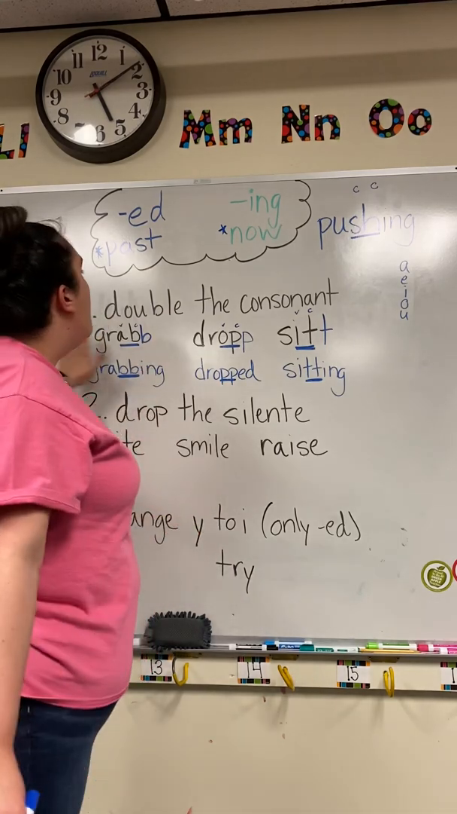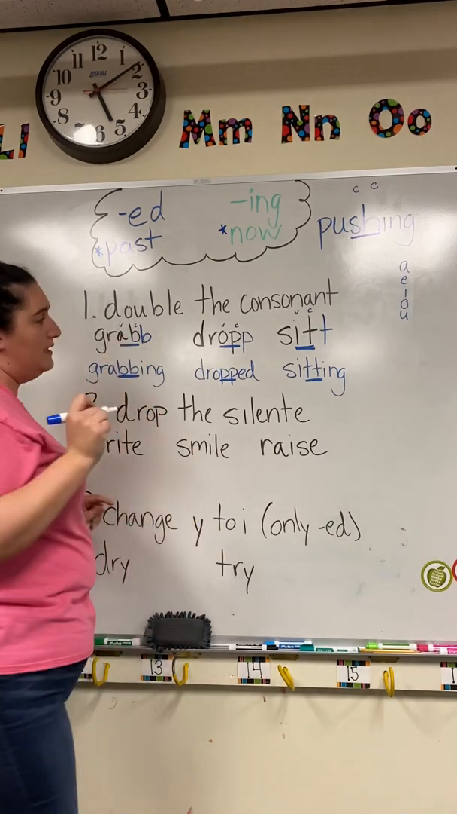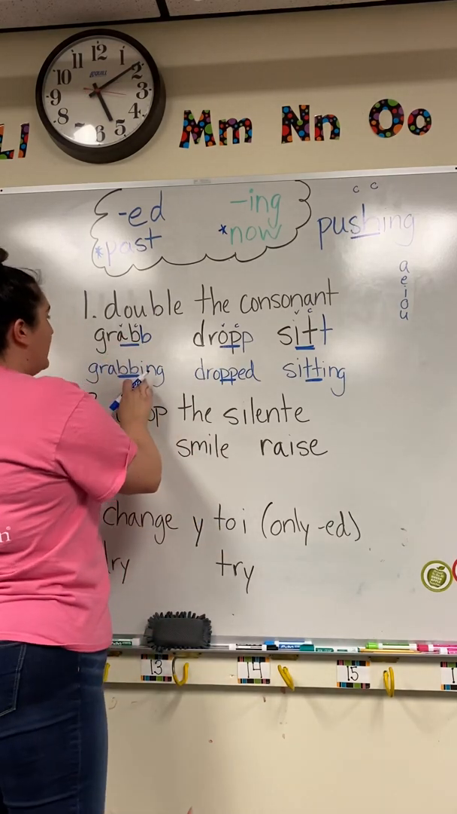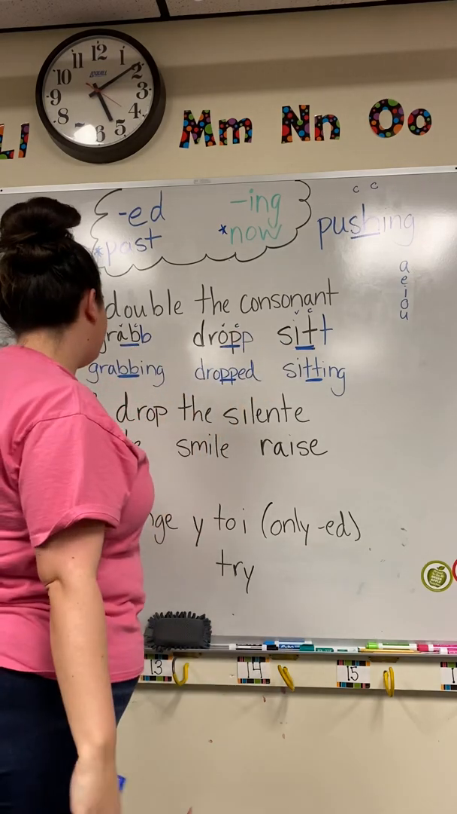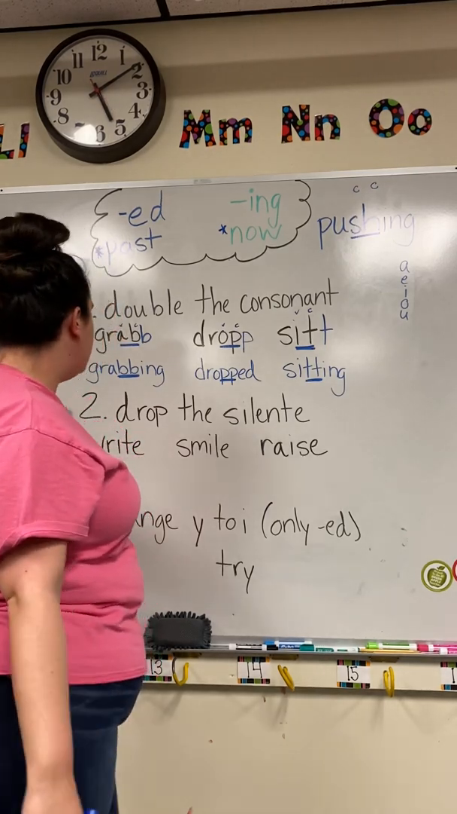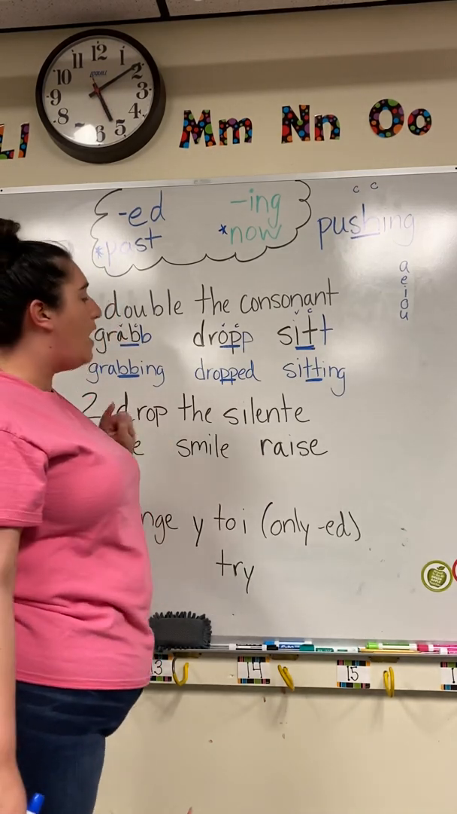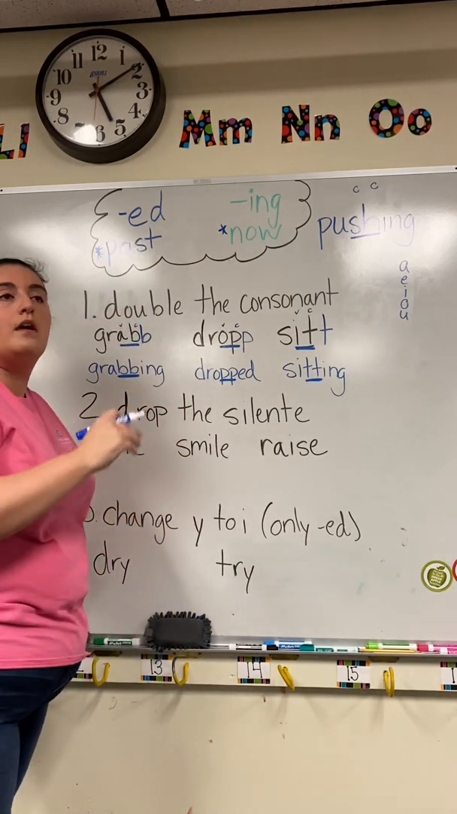Okay? So all of these are words where you have to double the consonant because they have a vowel and a consonant at the end. So before you add the ending, you have to double the last letter. Okay? The second change that you might have to make to a word is you might have to drop the silent E before you add the ending.